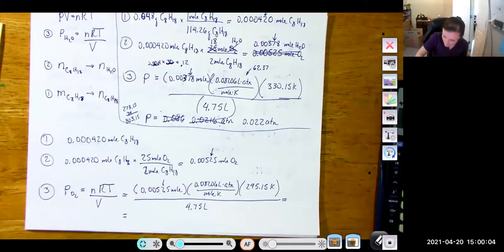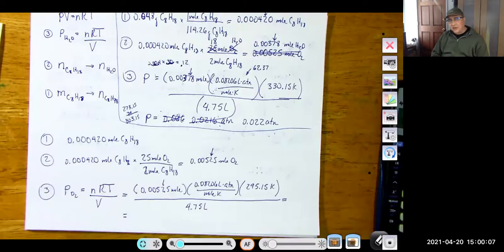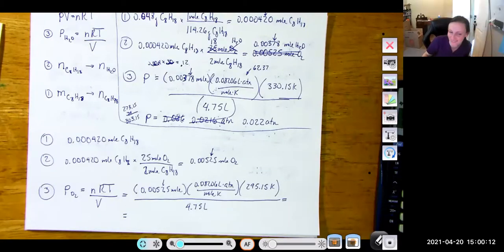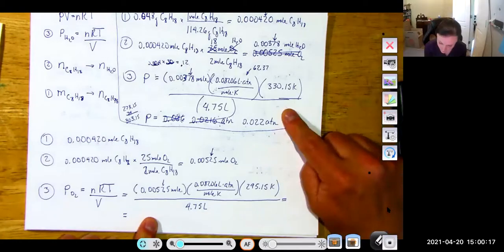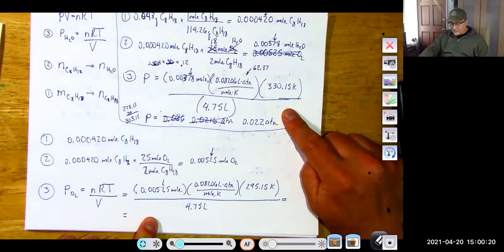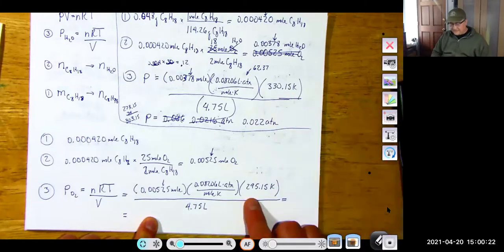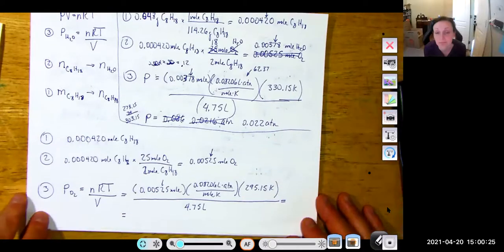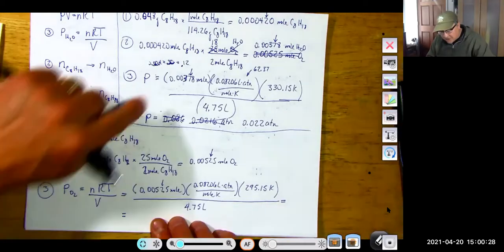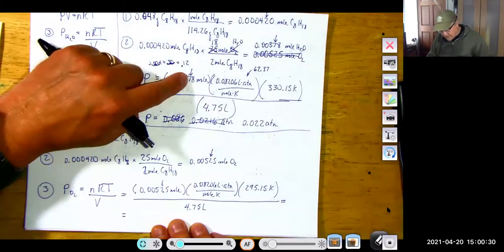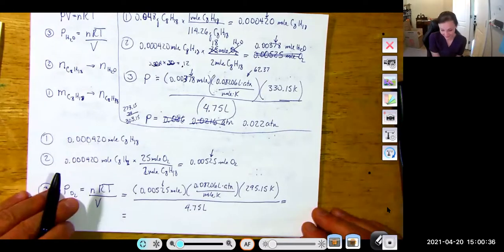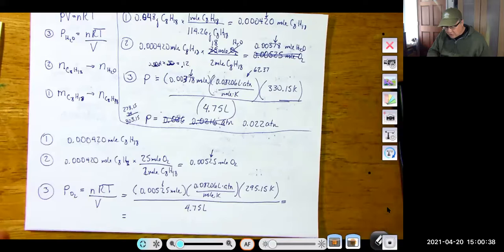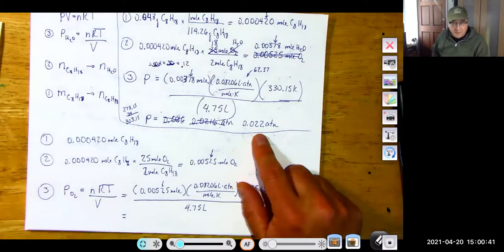You can. You can too. And here's how we do it. Okay. Isn't this problem just like the one we just did? Yeah. So how different is 330 versus 295? Not a lot. How different is 0.00378 versus 0.00525? Not a lot. A little, but not a lot. So wouldn't you say that our answer should still be around 0.022?